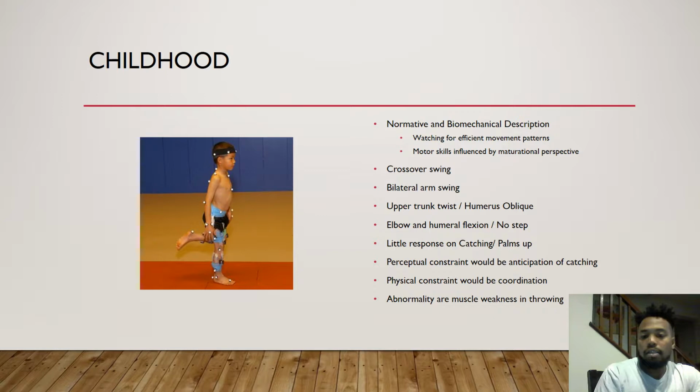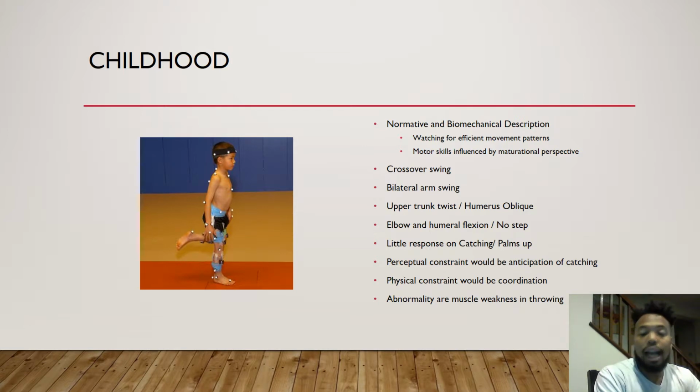During a gait analysis, the crossover swing was shown, and there was bilateral arm movement when the child was walking around the room or hopping around the room. When the child went to throw the toy, it was just a straight upper trunk twist with a humeral oblique. When she actually threw with the throwing motion, the elbow and humeral flexion was at a 90-degree angle, not too far behind her head. She didn't really cock it back. There was no step, so she was just all trunk when she threw for velocity.